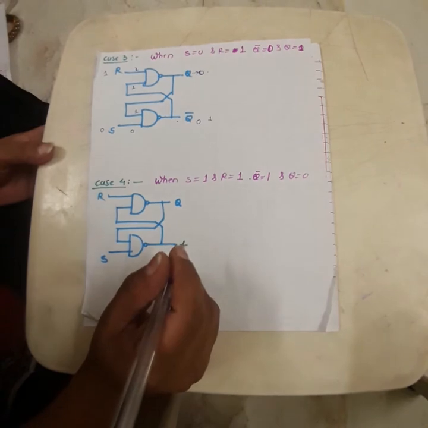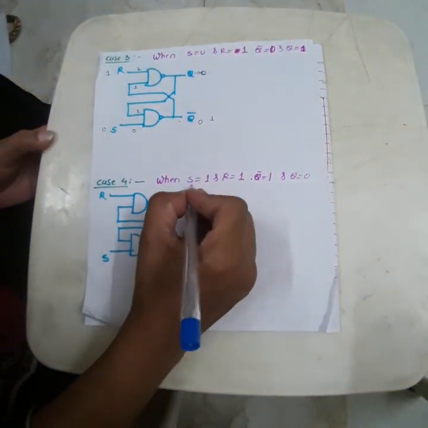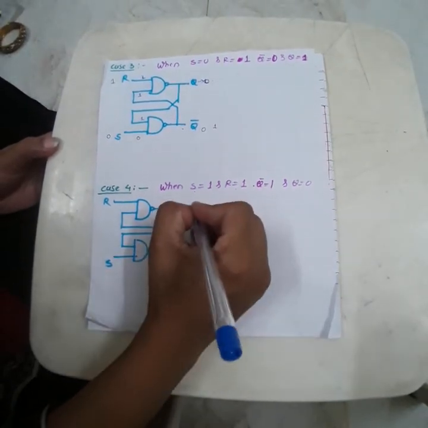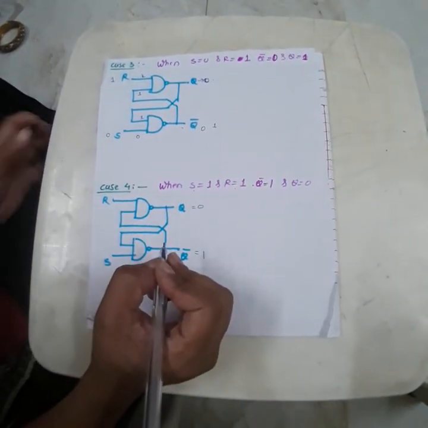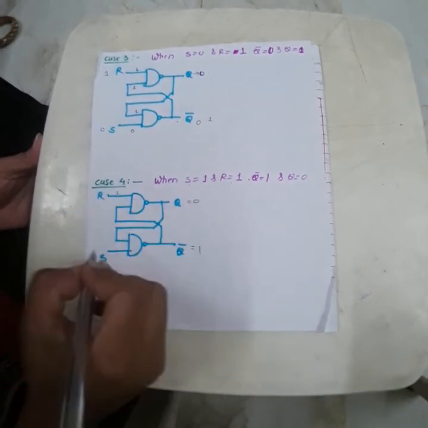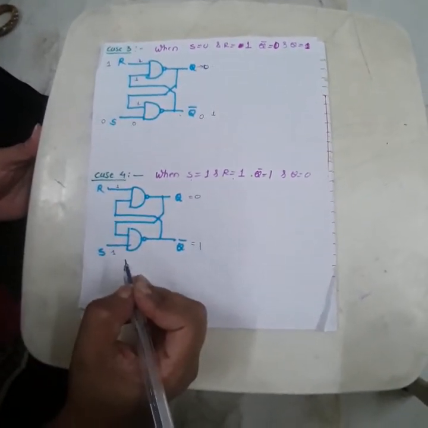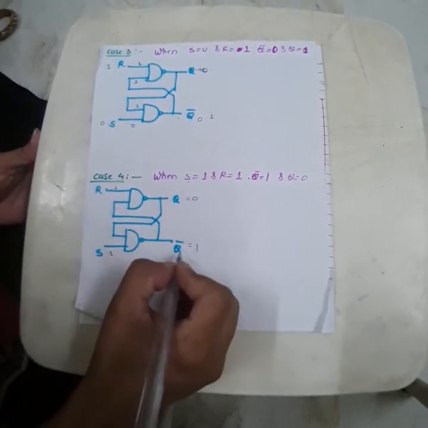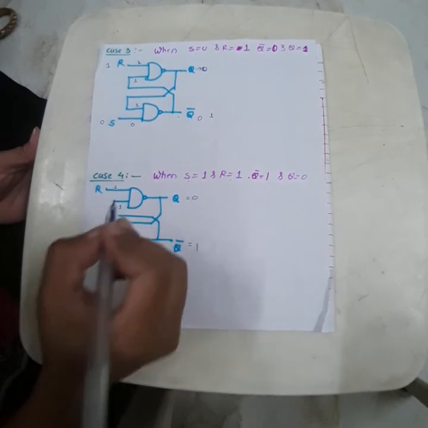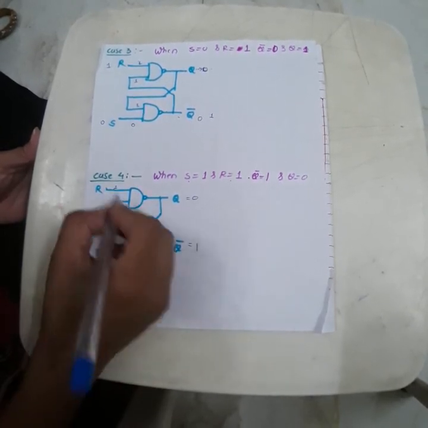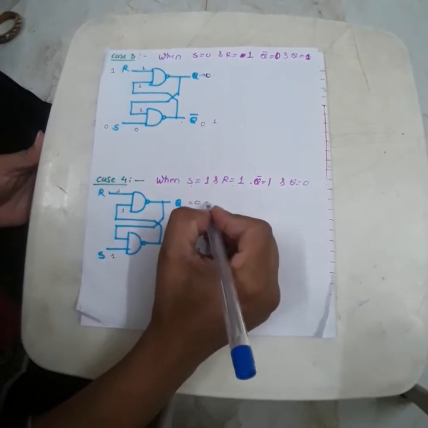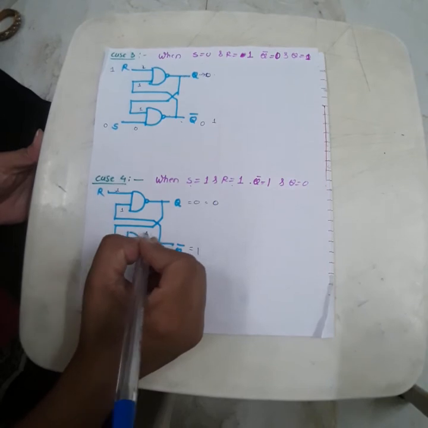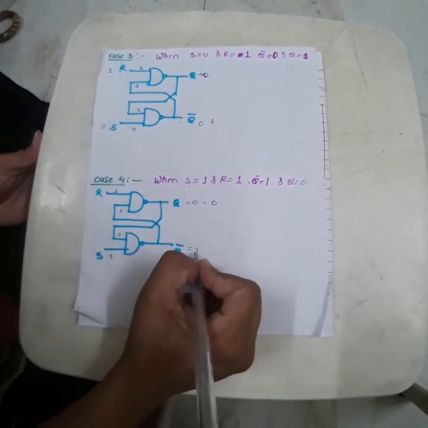Now we'll check the fourth condition of the flip-flop, when S equals 1 and R equals 1, where Q bar equals 1 and Q equals 0. So when both S equals 1 and R equals 1, here 1 dot 1. In the first NAND gate, 1 dot 1, we will get 0. And in the second NAND gate, 0 dot 1, we will get 1.